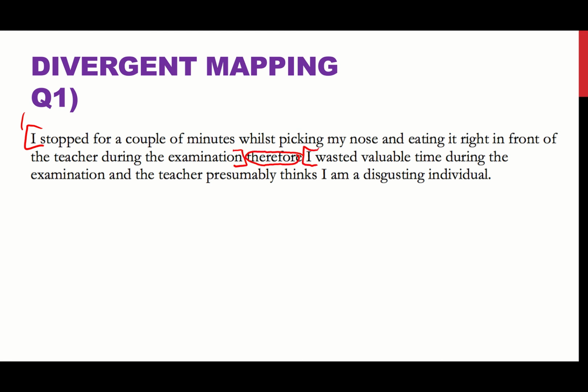Therefore, I wasted valuable time during the examination, and the teacher presumably thinks I'm a disgusting individual. Right, 2 things to be concluded. Statement 2, statement 3. 2 things are being concluded from this nose picking, that I wasted time and the teacher thinks I'm disgusting. So 1, nose picking is a reason for waste of time and is also the teacher's disgust. Divergent reasoning.